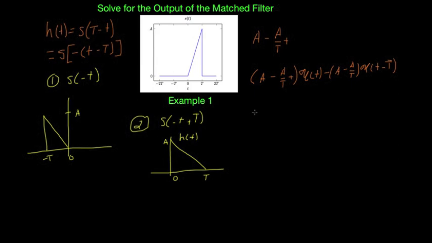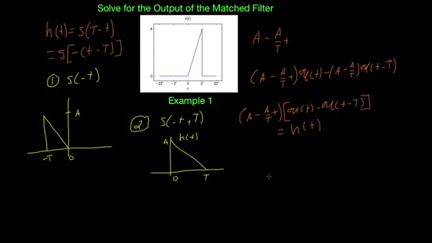So it's very similar to the s of t process of writing the function in terms of unit steps. We will factor it out for simplicity, and we will have a minus a over capital T times little t. Then if we open up a bracket, we get u of t minus u of t minus big T. And that is equal to h of t.